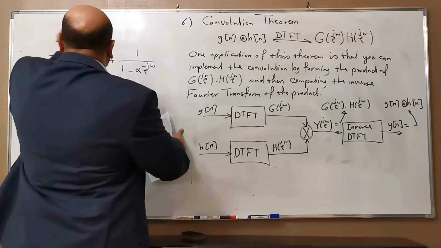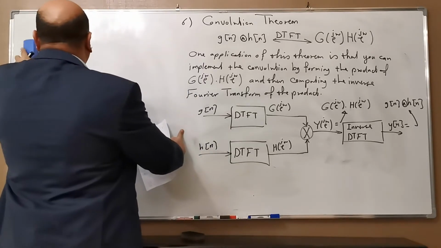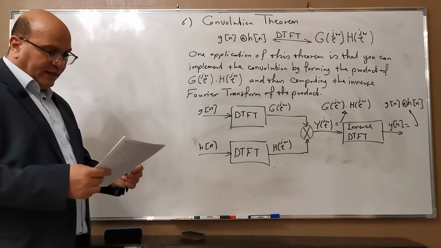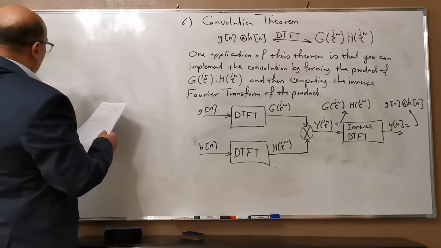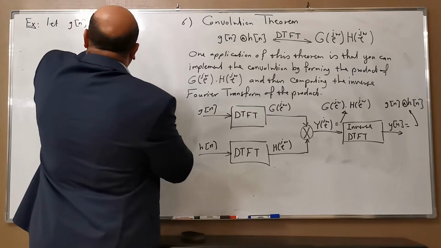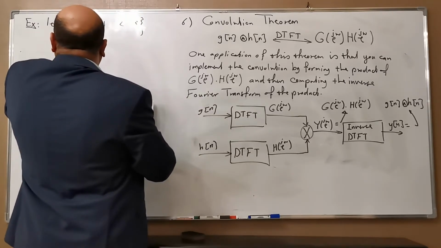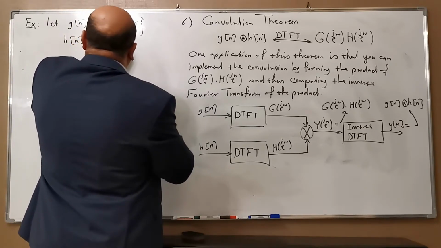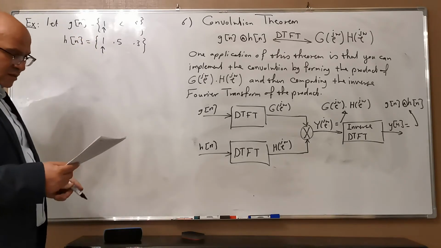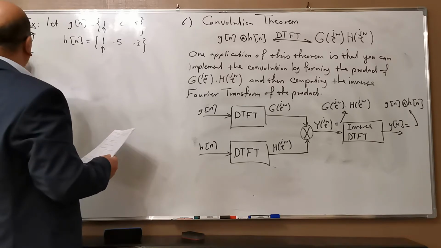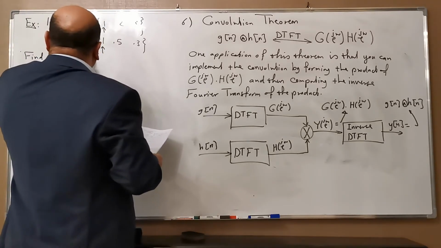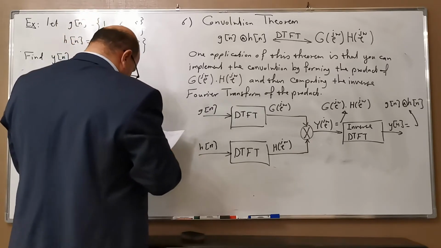I'm going to take a simple example to demonstrate the idea. Let g[n] equal 1, 2, and 3, and h[n] equal 1, 0.5, and 0.3. The arrows are underneath the first element, and we need to find y[n], which is equal to g[n] convolved with h[n].